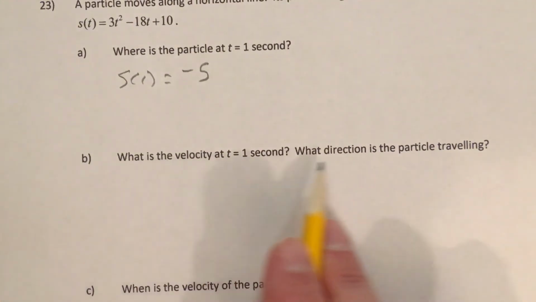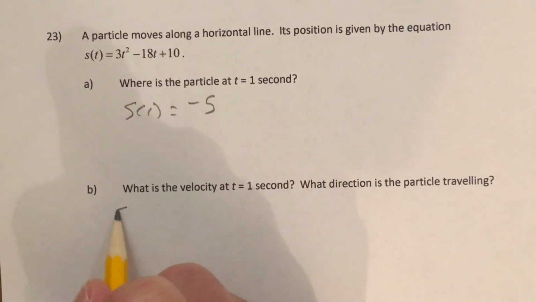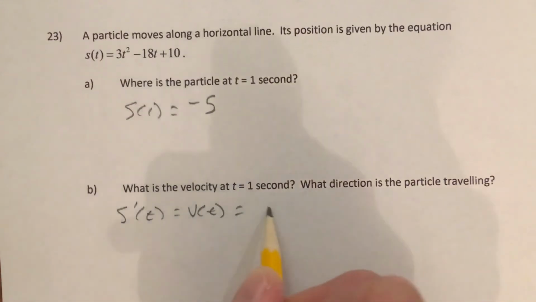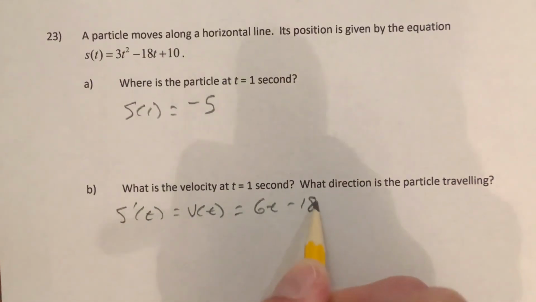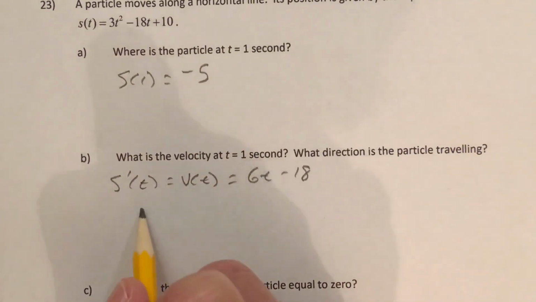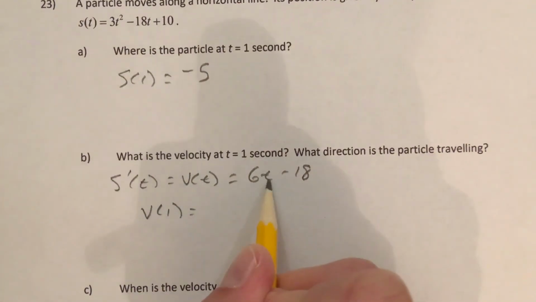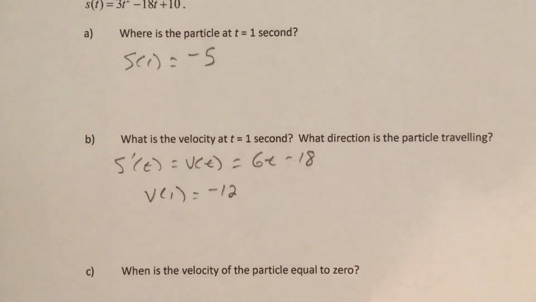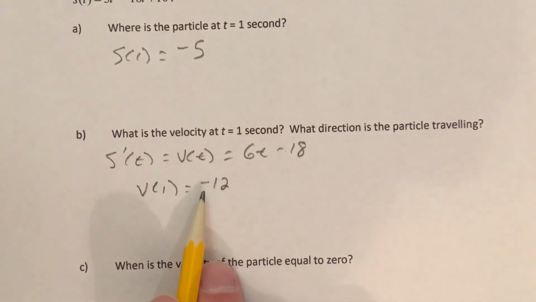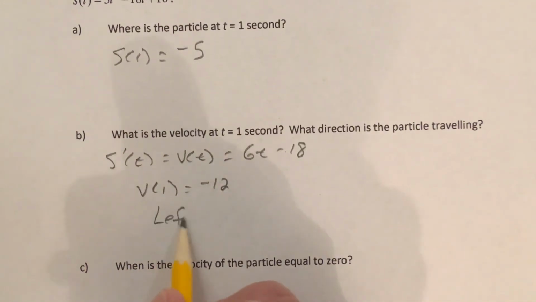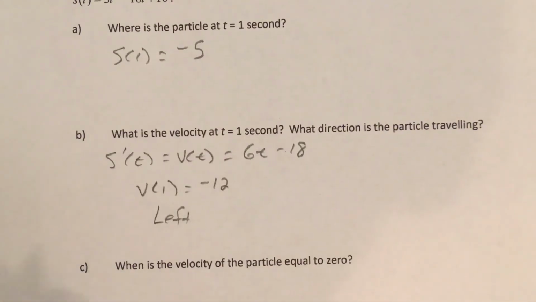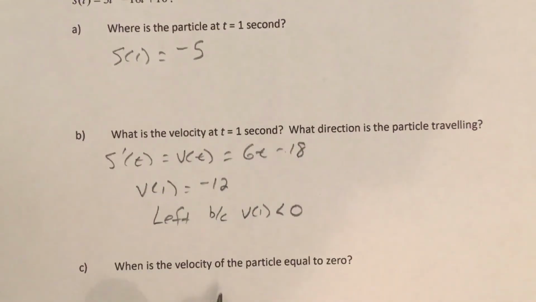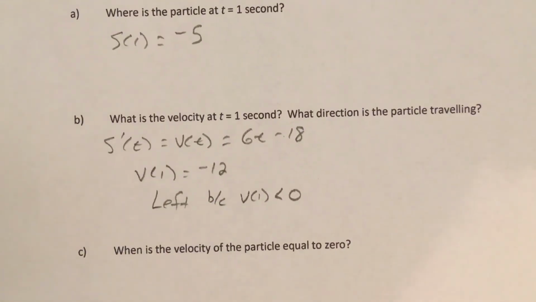Part B says, what's the velocity at 1 second? So now what we want to do is take the derivative of our position function. The derivative of position is velocity, and that would be 6t minus 18. That's our velocity function. So if I want the velocity at 1 second, I just put 1 into it. When I get that, I get 6 minus 18, which is a negative 12. Okay. What direction are we traveling? Since velocity is negative, we'll assume, since it's horizontal, we're moving to the left. Left because velocity at 1 is less than 0. Or you can say velocity at 1 is negative.